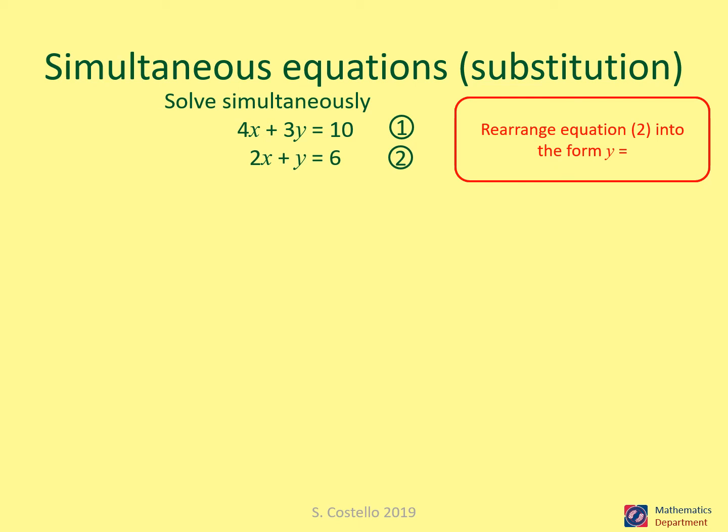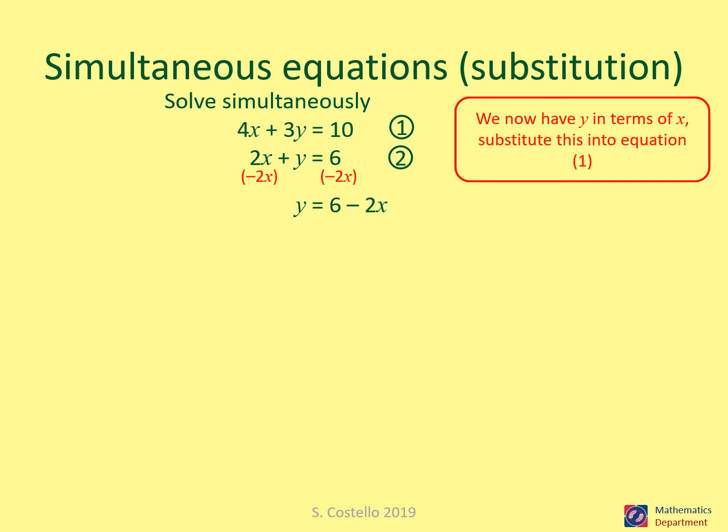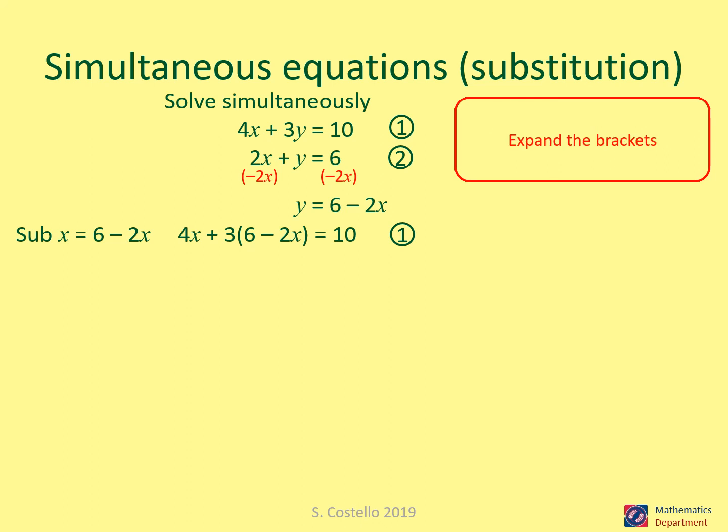Rearrange equation 2 into the form y equals. So we've got y equals 6 minus 2x. Now we have y in terms of x, so we can substitute this into equation 1. Again, some people would say, well, I probably would have been more inclined to do it to equation 2. Remember, what we're doing here, we're practicing a technique so we can get confident with it. Expand the brackets, collect like terms.